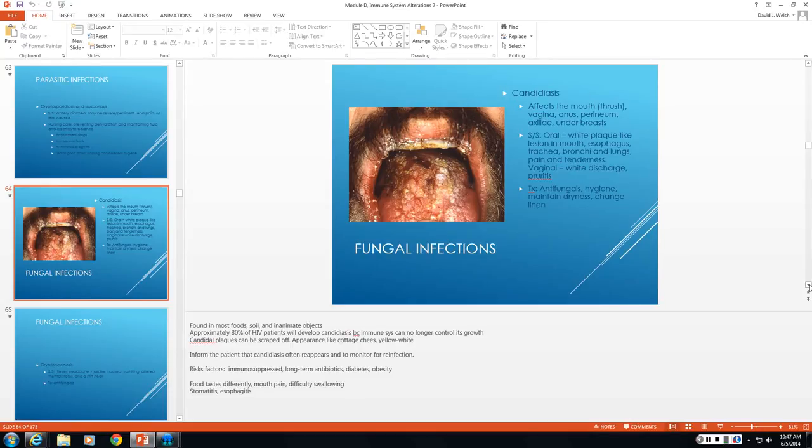You want to inform the patient that it does reappear, and they need to monitor for reinfection. Like we said, risk factors are going to be immunosuppression, long-term antibiotic use, diabetes, and obesity. Signs and symptoms, like we said, the oral white plaque, lesions in the mouth, esophagus, trachea, bronchi, and lungs. Pain and tenderness; vaginal, it's going to be a white discharge, pruritus. Treatment is going to be antifungals, hygiene. You're going to maintain dryness and change the linens. This is also going to make their mouth sore, with painful swallowing, so their foods are going to taste different. So you're going to have to watch their appetite also.